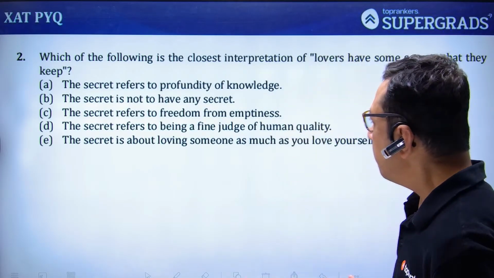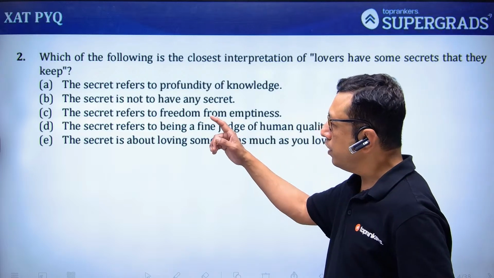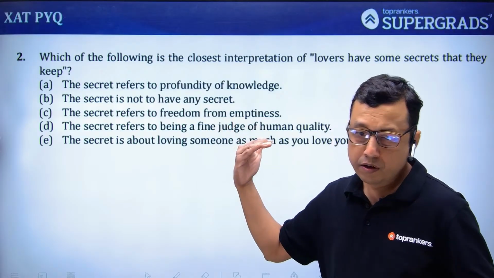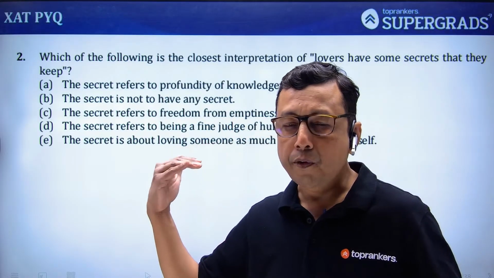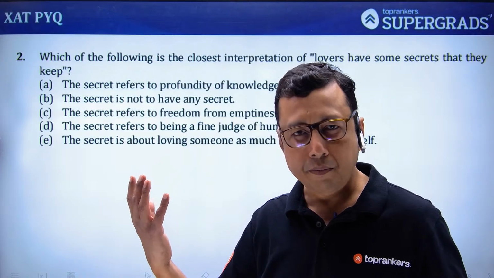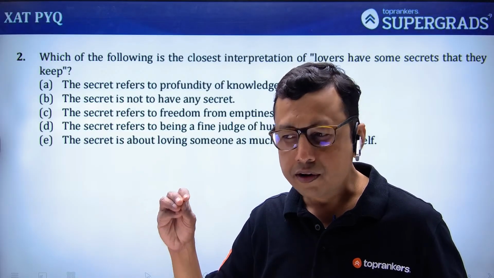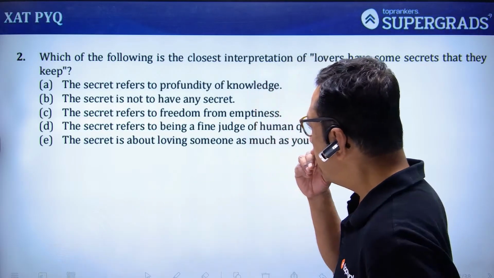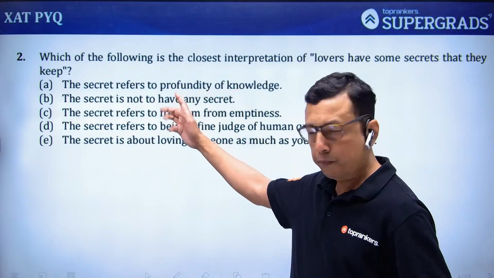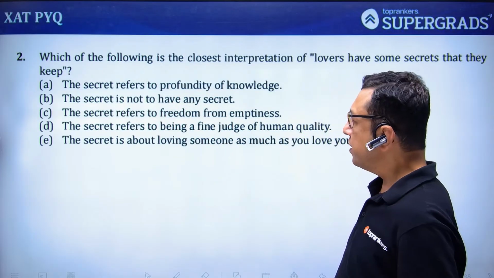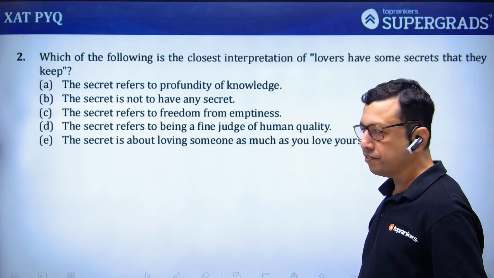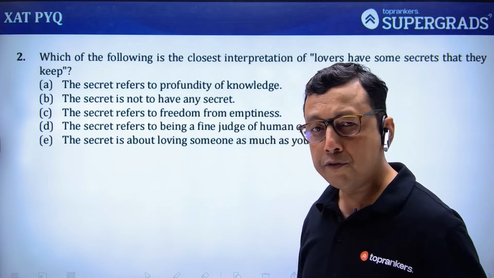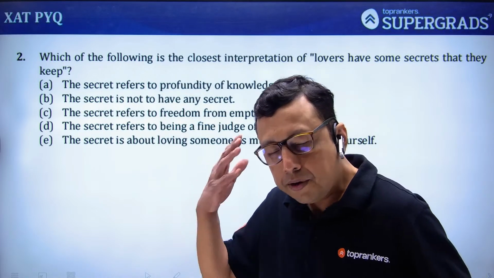Okay. The secret is not to have any secret. Let's figure out, but the point here is we do not always take a poem at face value. We need to get into the philosophic idea of the poem also. So let us keep it aside for some time. Option B. Option C पे आते हैं. The secret refers to freedom from emptiness. This is purely false. क्यों? क्योंकि author बोल रहा है you have to be empty. You have to empty your mind.